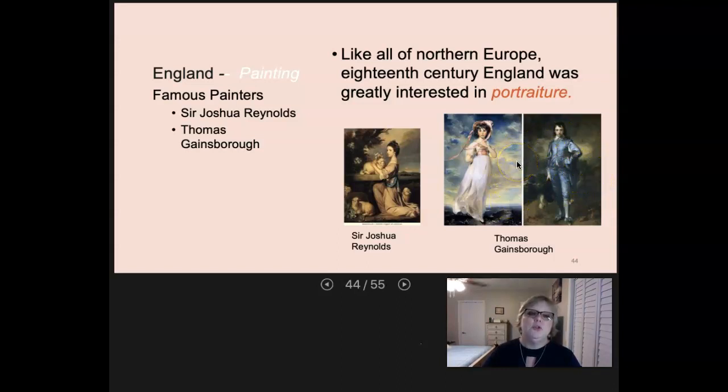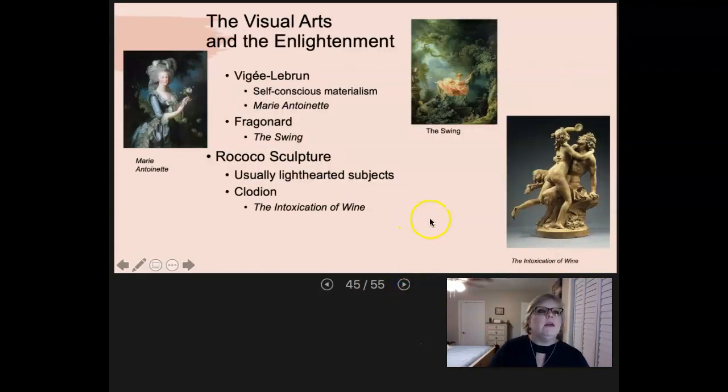Very big into portraiture. Now notice how in both of these there is that landscape scene behind. It's not just a solid background. There's an interesting scene happening behind the picture that adds to the picture and the importance of that person.